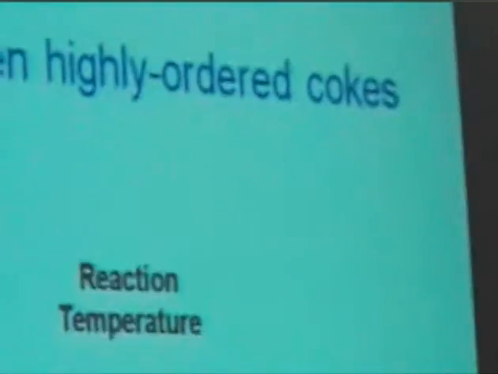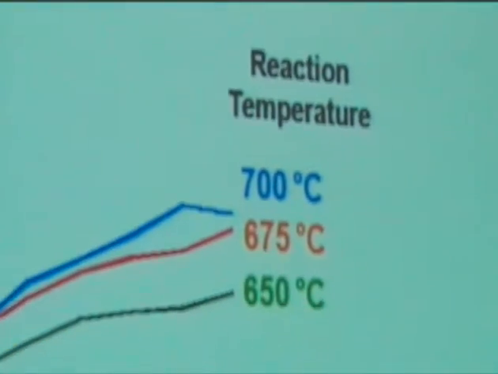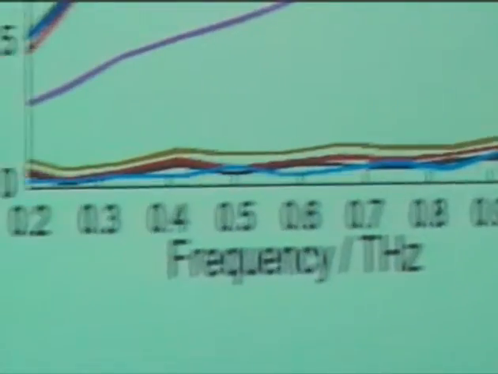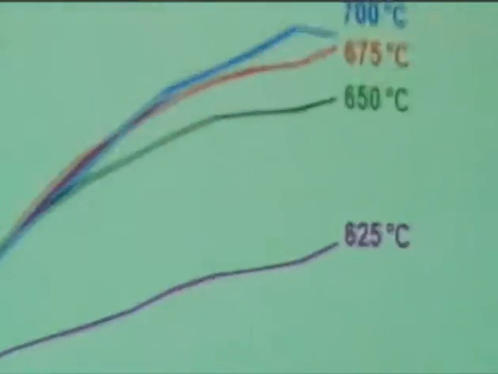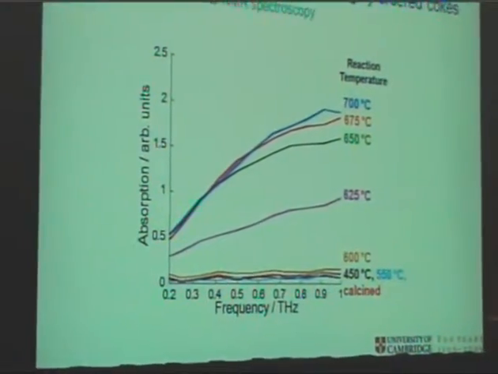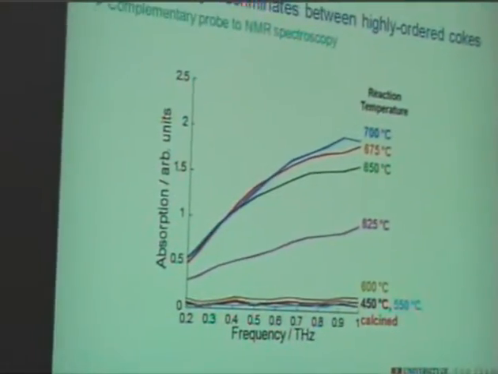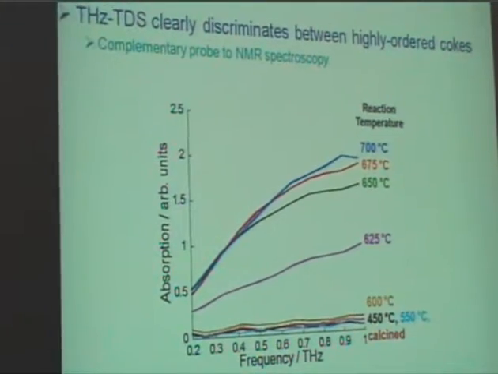So here we just have some terahertz spectra of our catalysts after reaction at various reaction temperatures. And the first thing we see is at temperatures below 600 degrees Celsius, we don't really see a lot. However, that's actually not a problem, because at this temperature, the coke that forms isn't that highly ordered, it's not too graphitic. And we can use more traditional techniques to probe it. So for instance, we can look at these cokes quite well by NMR spectroscopy.